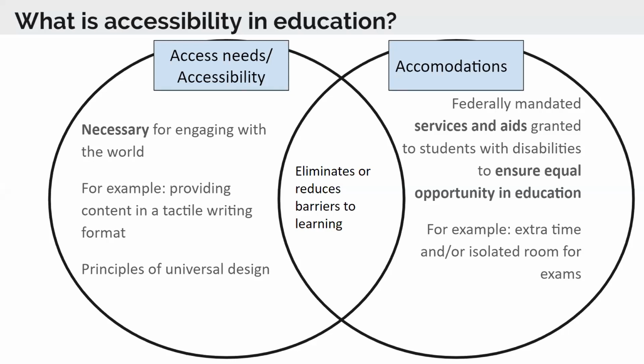exams. On the other hand, access needs are those that are necessary for engaging with the world. For example, providing content in a tactile writing format for a blind student. Accessibility draws on principles of universal design to ensure that as many people as possible can access a physical, social, or intellectual environment. Both accommodations and accessibility are important because they eliminate or reduce barriers to learning.